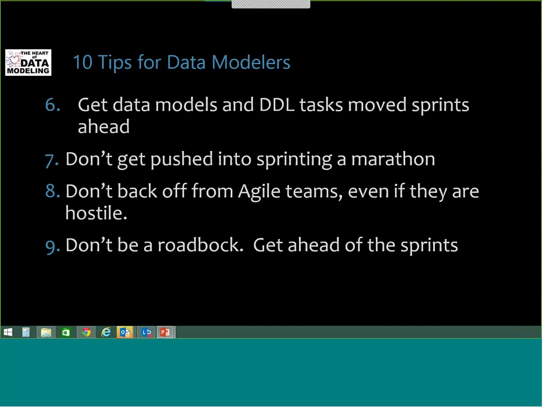You need to get data models and the DDL or database tasks moved sprints ahead of when they're required, and you're going to get an enormous amount of pushback from that, so you can start doing it during the sprint planning and then just keep moving it further and further forward, like back earlier in the process. Don't get punished or pushed into sprinting a marathon. You can't do it, and it's not agile.